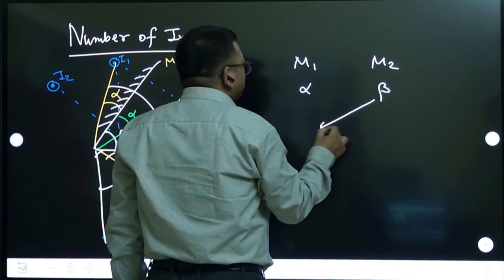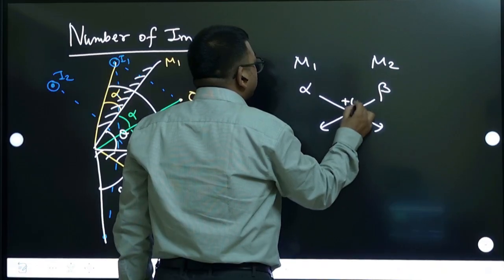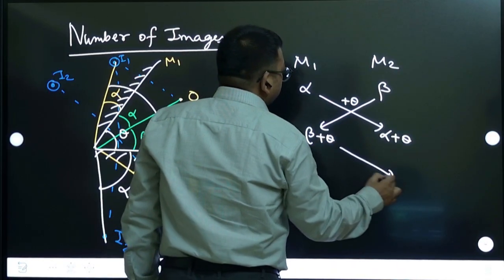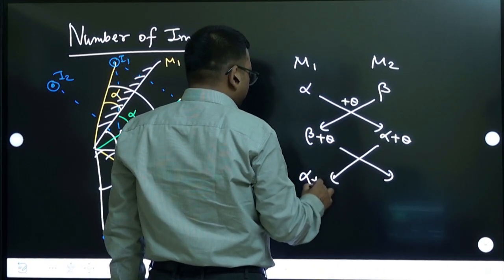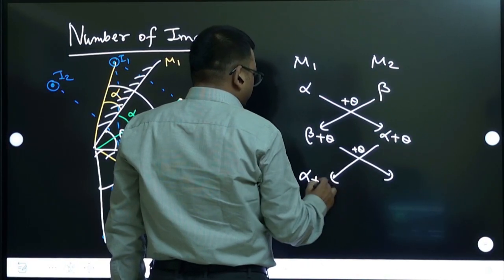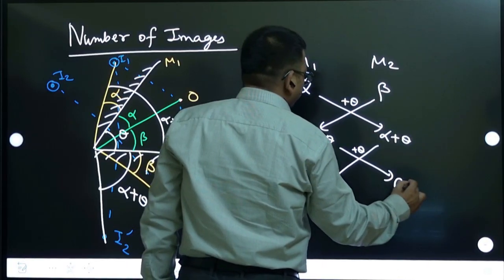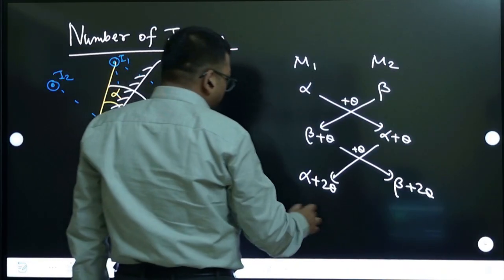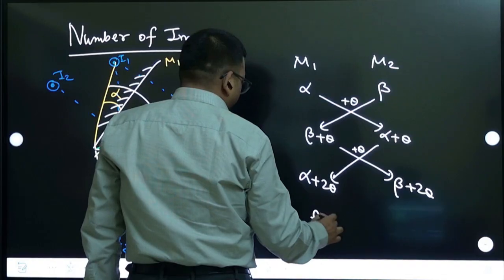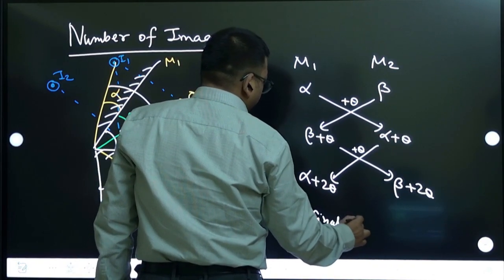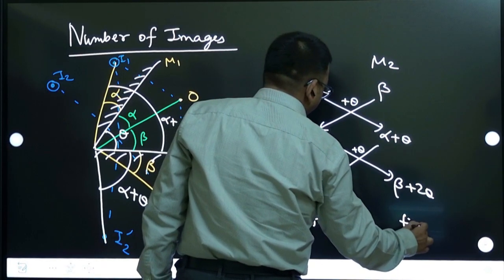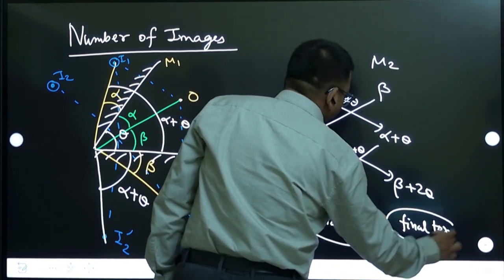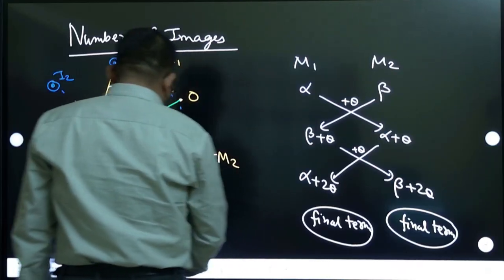Then we will keep on adding. This technique is very useful. So keep on adding theta. So alpha plus theta, beta plus theta. Then again keep on adding theta. So alpha plus theta, if you do it again, plus 2 theta. Here also beta plus 2 theta. Like that it keeps on happening. But note that suppose the final term is there, the final term either here or here. This final angle that we are getting must be less than 180 degrees.